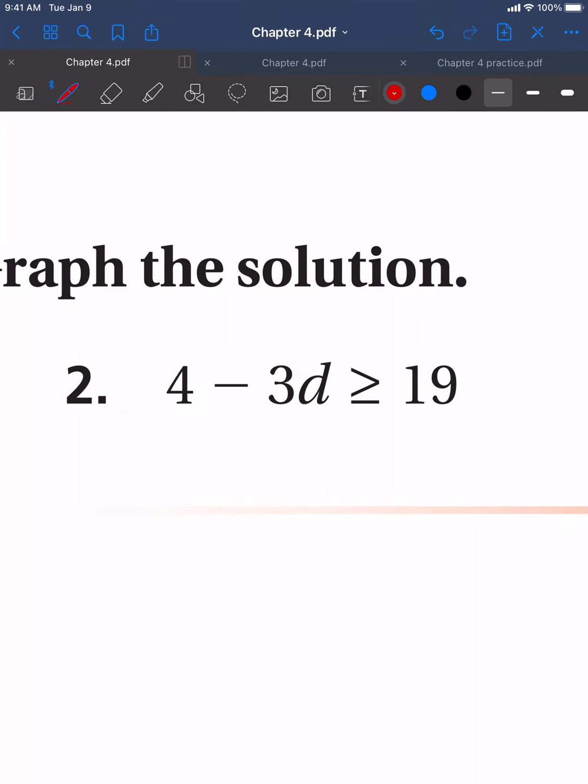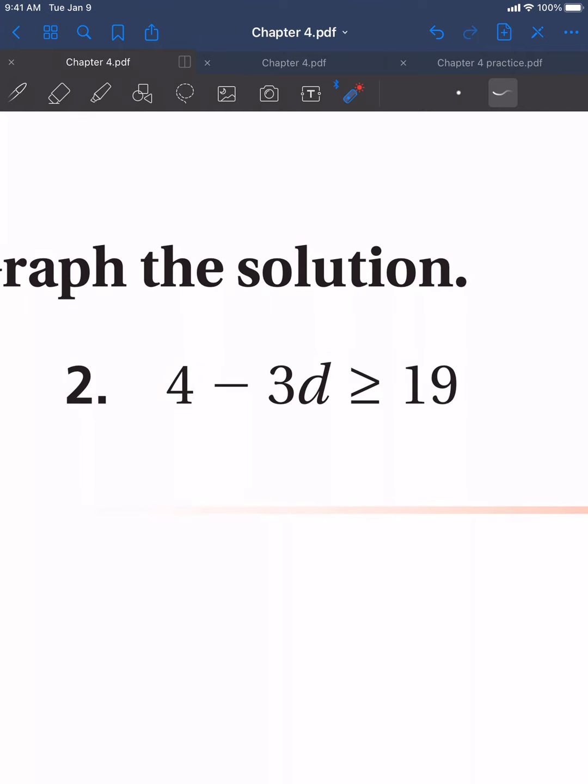Number 2, go ahead and write down number 2 in your notebook. 4 minus 3d is greater than or equal to 19. Can I divide by negative 3 first? Why no? Yeah, very good. I can't do what's directly happening to d. Right now, directly d is being multiplied by negative 3. I can't do what's directly happening yet. I have to get rid of this stuff first, right?